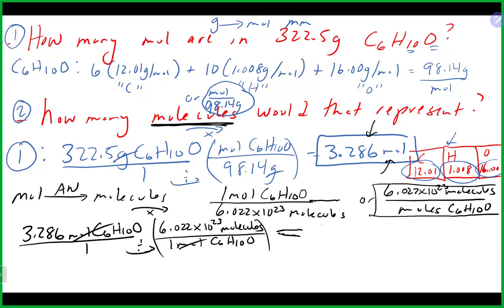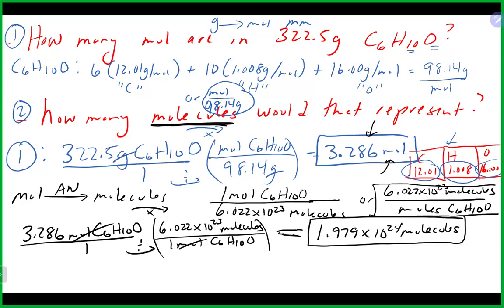That's going to yield us like a 1.979 times 10 to the 24 molecules here in this particular case. And in 322.5 grams of this compound, you have a lot of molecules. Yeah, and that's times 10 to the 24. That's a ton of molecules floating around, wherever it may be. Any questions on these calculations here?